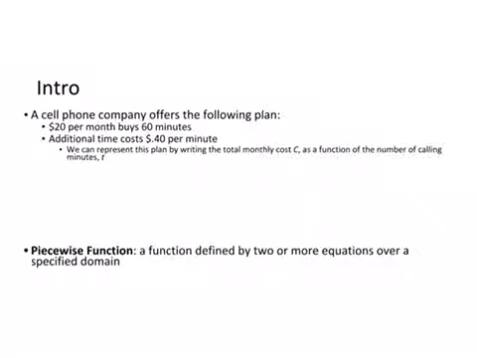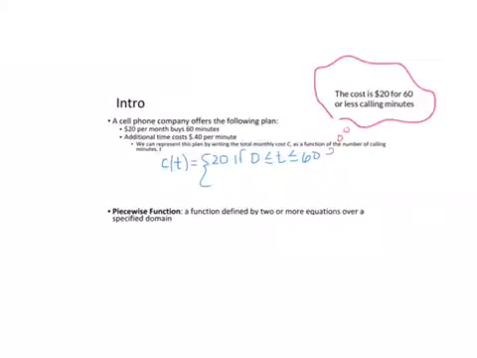We can represent this plan by writing the total monthly cost as a function of the number of calling minutes t. Okay, so we can write the function c of t equals 20 if t is between 0 and 60. So what we're thinking here is that the cost is $20 for 60 or fewer calling minutes.